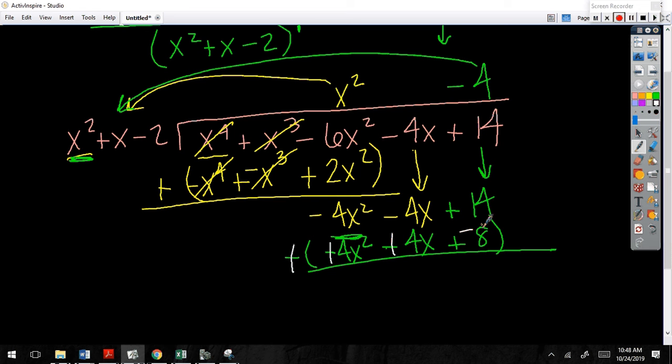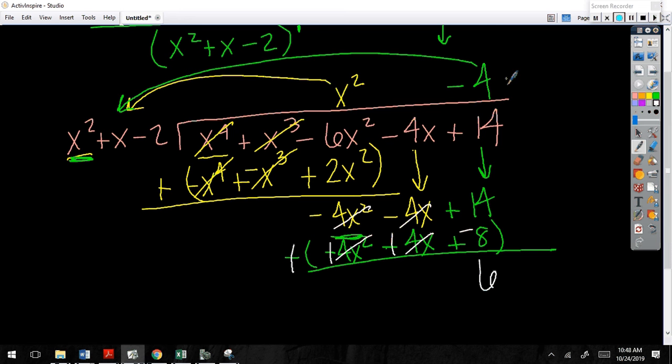First ones cancel as they should. The second ones cancel here again, which is nice. 14 minus 8 is 6. So that is my remainder, right? Yeah.